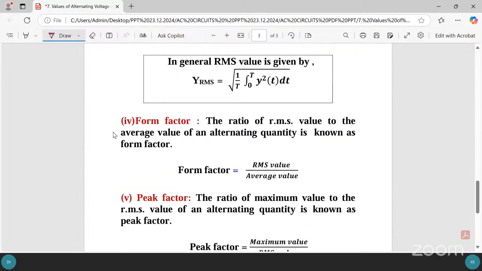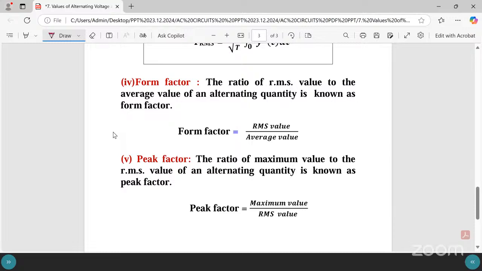Next, form factor. It is the ratio of RMS value by average value. Peak factor is the ratio of maximum value by RMS value. These are theory questions: define peak value, average value, RMS value, form factor, peak factor. It may come for 10 marks, each carries 2 marks. It is a theory part.